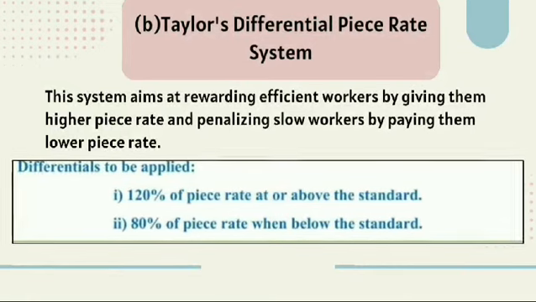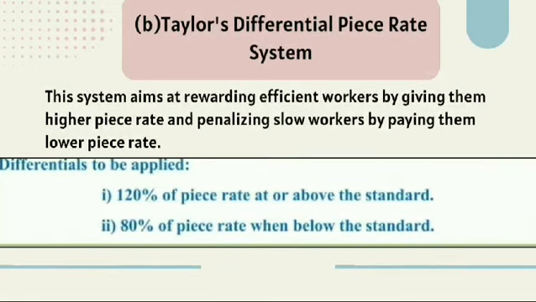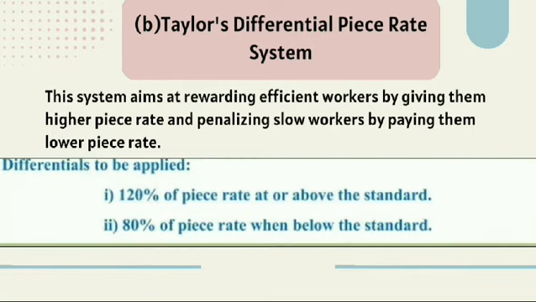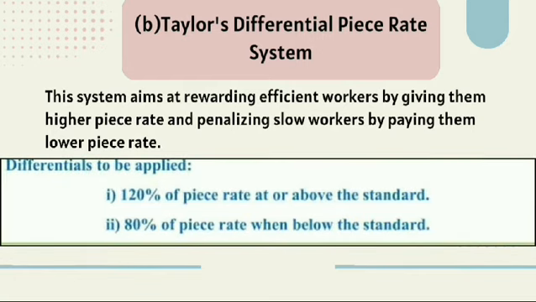Then Taylor's differential piece rate system. This system was introduced by Taylor, the father of scientific management. This system aims at rewarding an efficient worker by giving him a higher piece rate for higher production and to penalize a slow worker by paying him a low piece rate for his lower production. For example, if a worker performs the work within or less than the standard time, he is paid a higher piece rate, that is 120% of piece rate, and if he does not complete the work within the standard time, he is paid a lower piece rate, that is 80% of the piece rate.